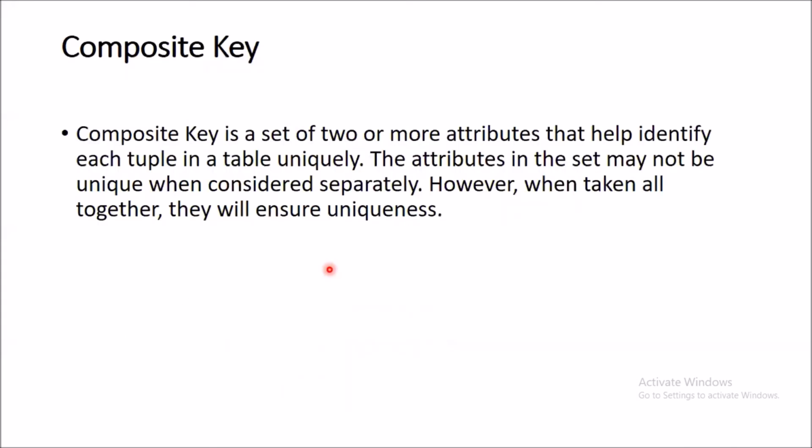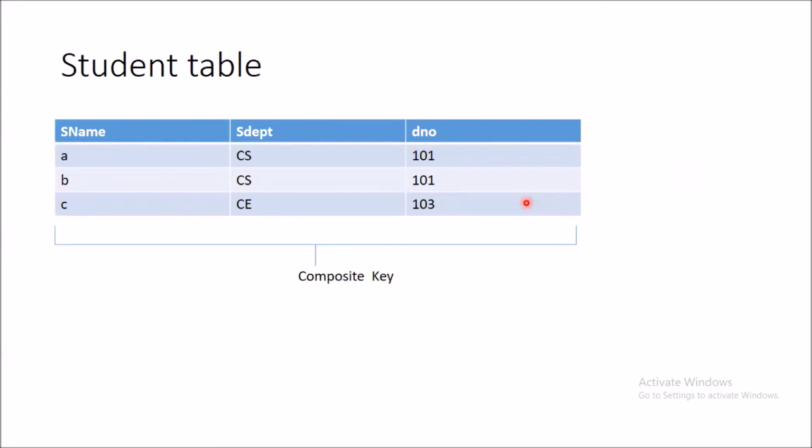Now next is composite key. A composite key is a set of two or more attributes that help identify each tuple in a table uniquely. The attributes in a set may not be unique when considered separately. However, when taken all together, that will ensure uniqueness. So here you can see in the student table when we combine student name, student department and department number, this combination can uniquely identify the other rows of a table. So this is our composite key.